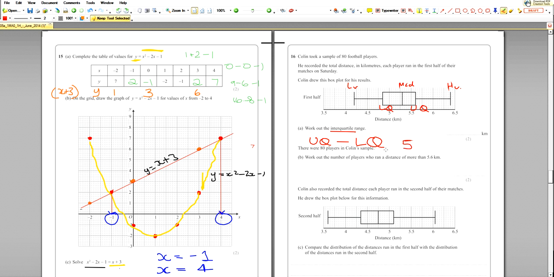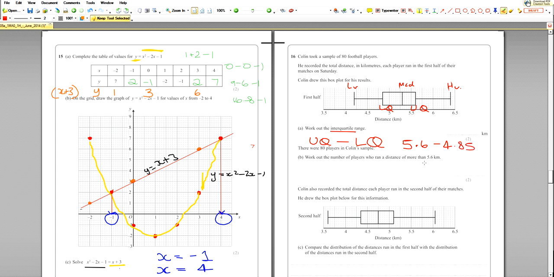5.6. Okay, so 5.5? No, it's 5.6, because it's going up in 2 boxes and 2 boxes. Well done, well spotted. It's 5.6 minus the lower quartile value, which is this one here, 4.85. So the lower quartile value is 4.85, absolutely correct.